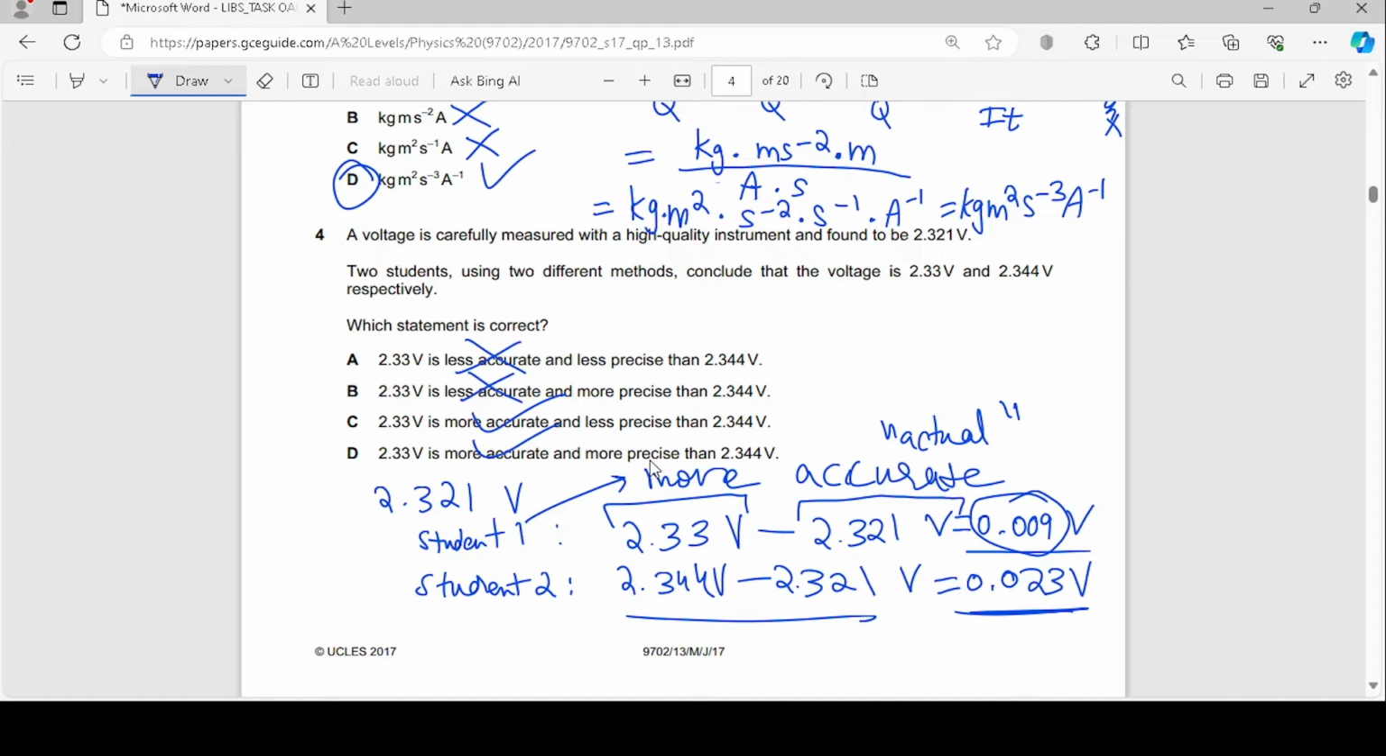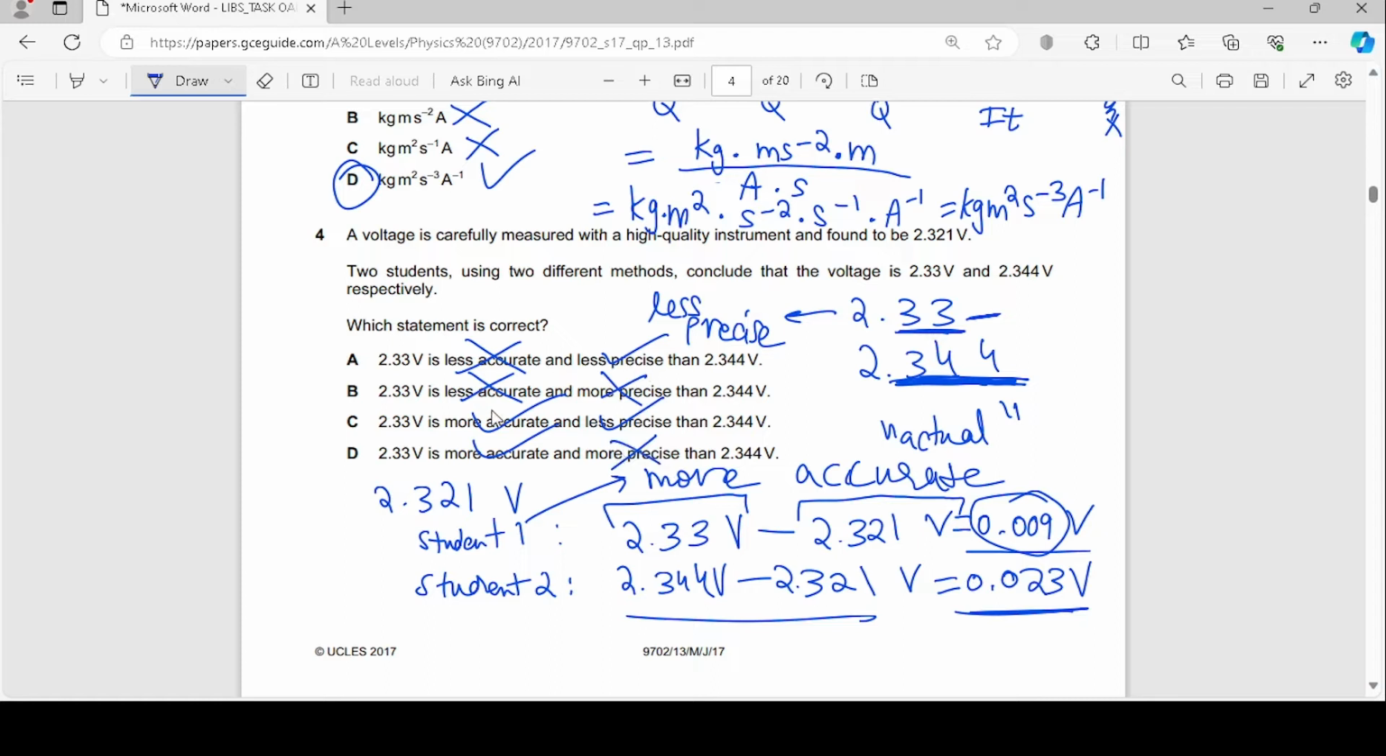Okay, and then they're saying less precise or more precise. Well, if you compare the two digits, 2.33 and 2.344, you can see this one has only 2 decimal places, whereas this one has 3 decimal places. So 2.33 is less precise, because it is to only 2 decimal places, whereas this is to 3 decimal places, so it's known to a greater precision, as the name suggests. But anyways, 2.33 volts is more accurate, yes, but less precise as well.